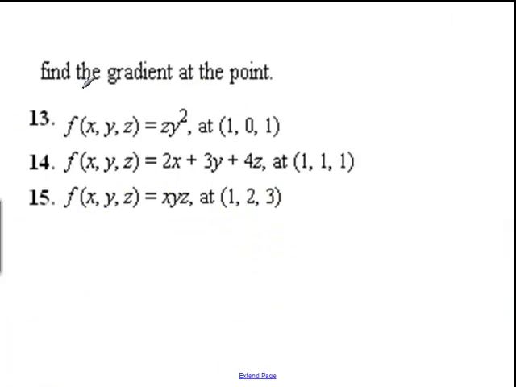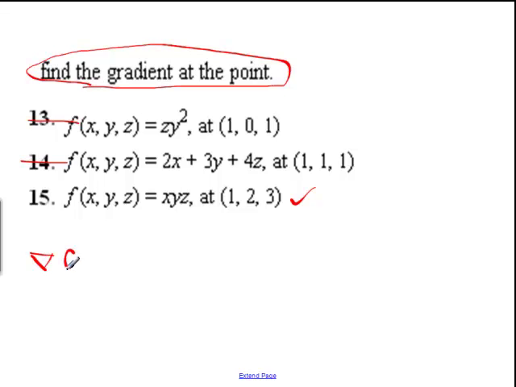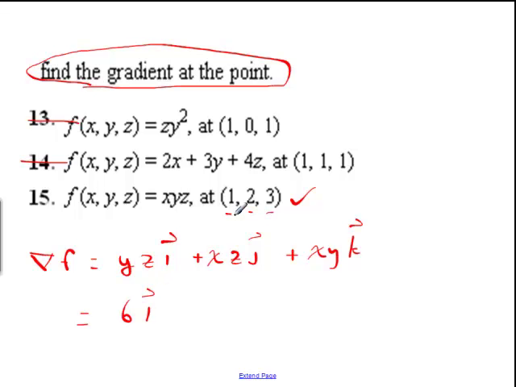So let's find a gradient at a given point. So let's do number 15. So first, find their partial derivatives. Let's just jump right to the gradient vector. That's going to equal yz i plus xz j plus xy k. So taking all their partial derivatives and now plugging in the point, there's y and z, so 6i, and then x and z, and then x and y, so plus 2k. So there's my gradient at the given point.